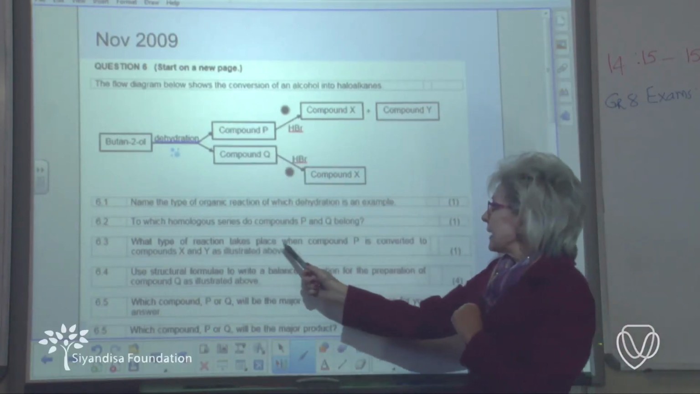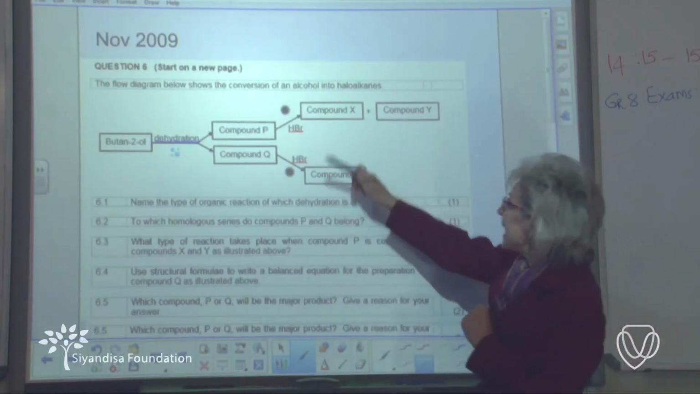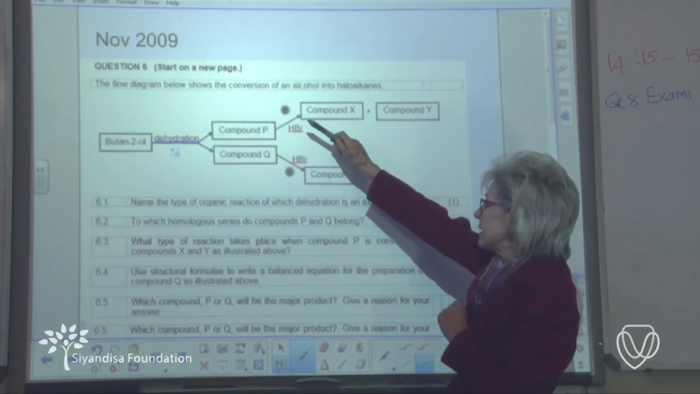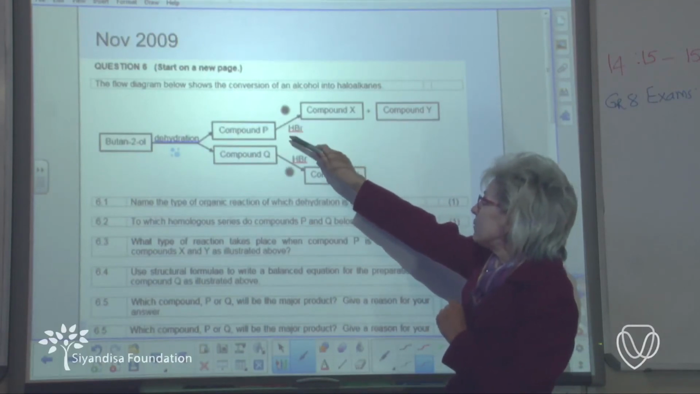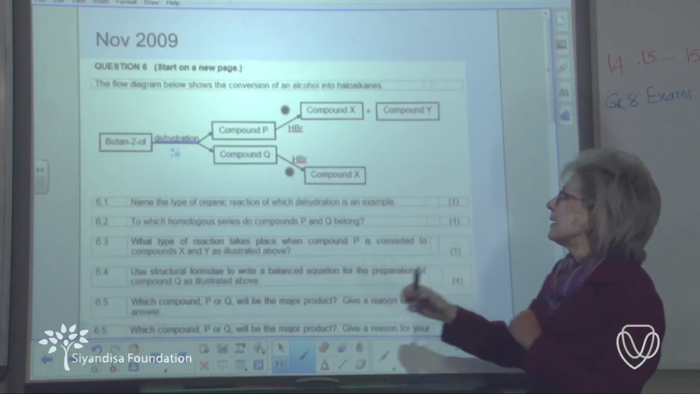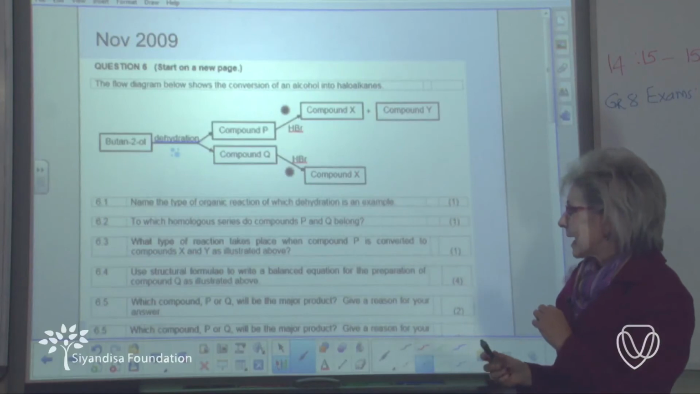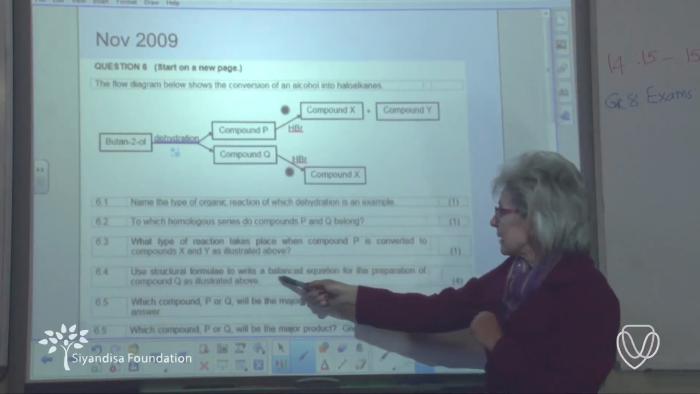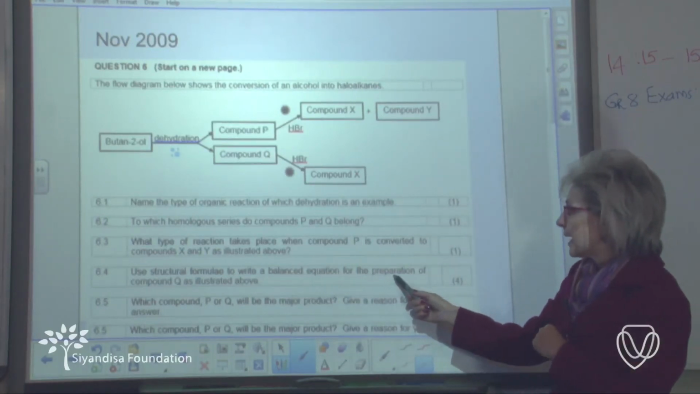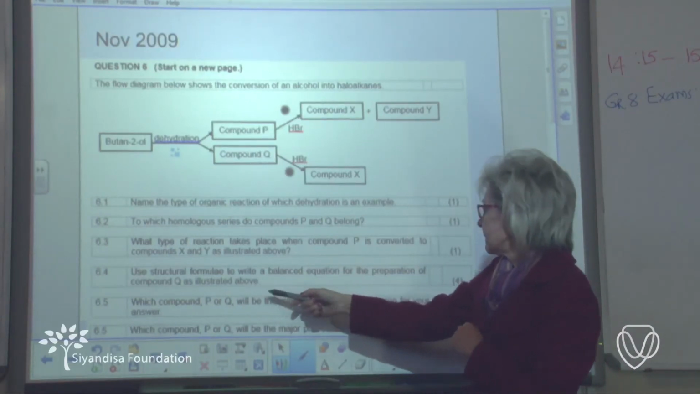Okay, what type of reaction takes place when compound P is converted to compounds X and Y? So we are adding HBr, and the type of reaction is then hydrohalogenation, which is also a type of addition. Remember, an alkene turning to a saturated compound is an addition reaction. Use structural formulae to write a balanced equation for the preparation of compound Q as illustrated above.